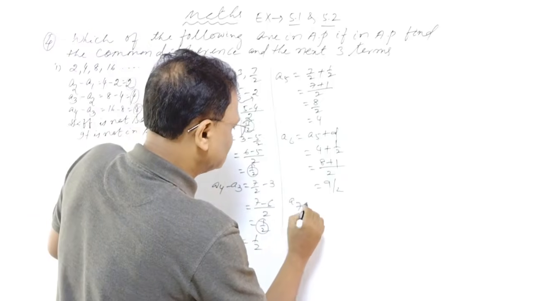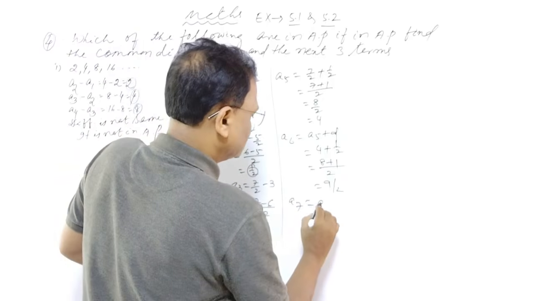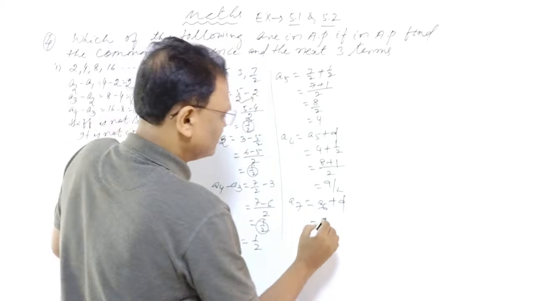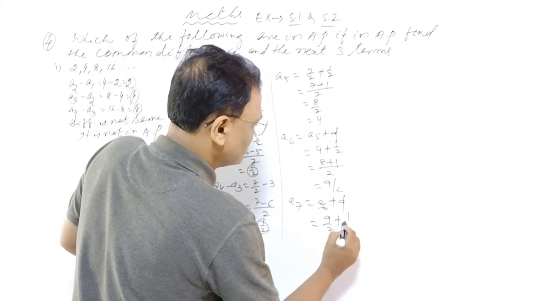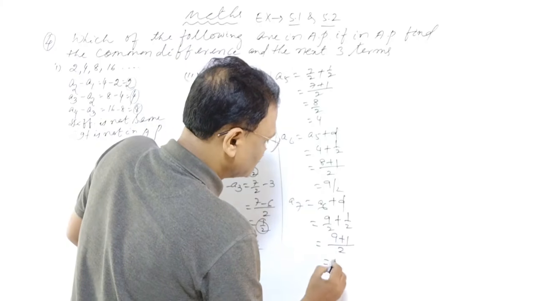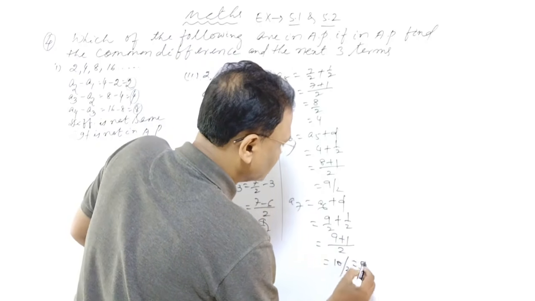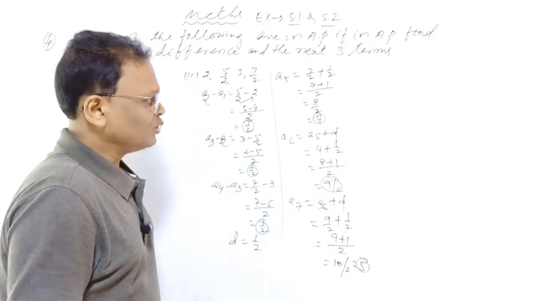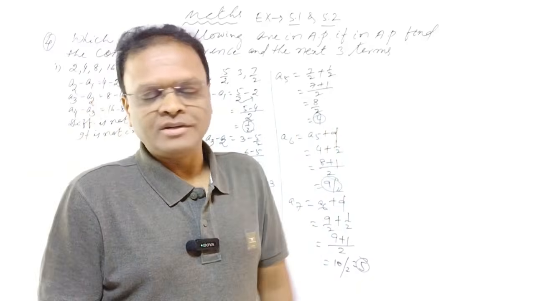Again the same thing. A7 is equal to the 6th term, meaning A6, plus D. And A6 is nothing but 9 by 2 plus D, which is 1 by 2. This gives me 9 plus 1 over 2, which is 10 by 2. But 10 by 2 is 5. So these are the next three terms: 4, 9 by 2 and 5. These are the next three terms.